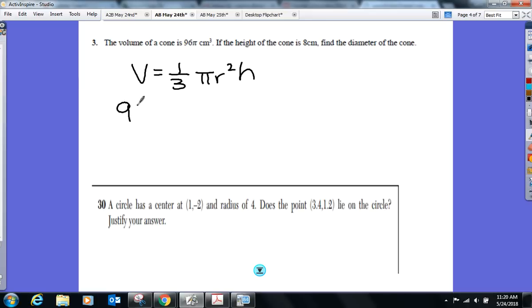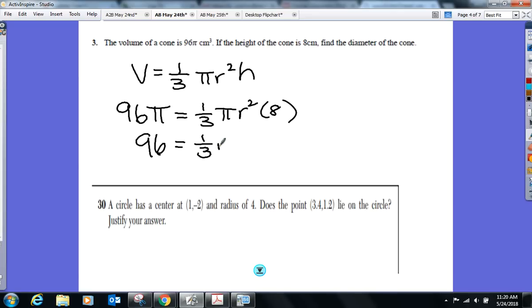So I have 96 pi for the volume. 1/3 pi, going to solve for r, times the height of 8. Okay, on the right and the left-hand side are both what? Pi, so eventually they're going to cancel each other out when I divide by pi, so I'm just going to get rid of them now. 96 equals 1/3 r squared 8.